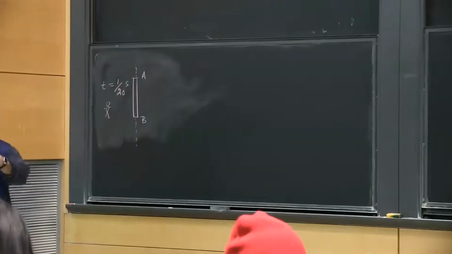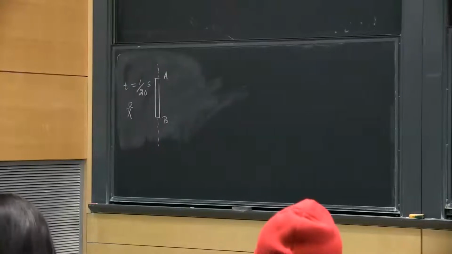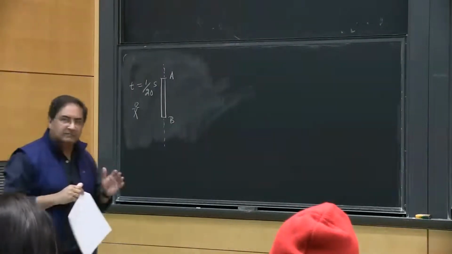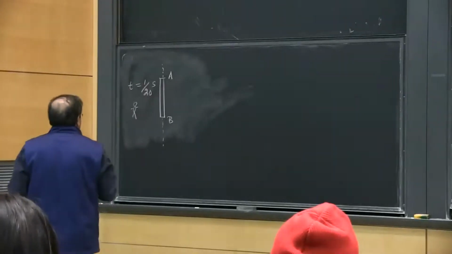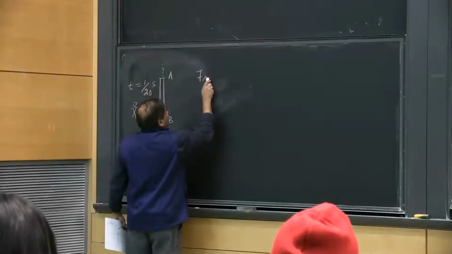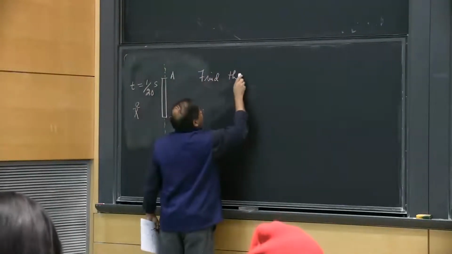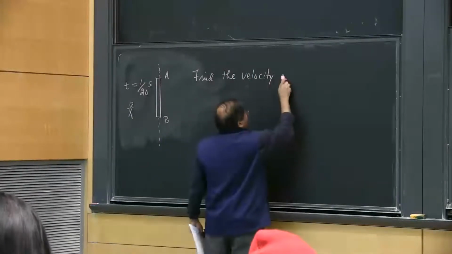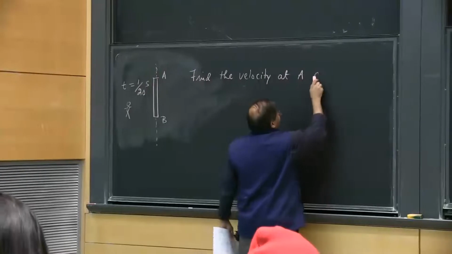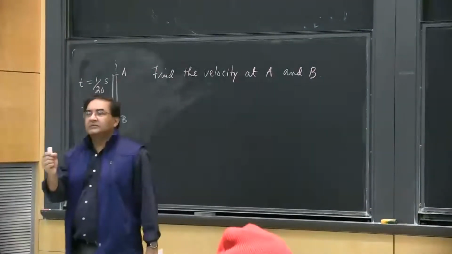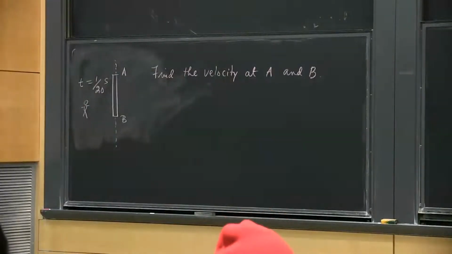So we'll be using numbers in a simplified way, so we don't need a calculator. As long as you know how to multiply, subtract, add, you shouldn't have great difficulty. So let us say our problem is to find the velocity at A and B. Mind you, all you know is that you have timed the whole thing to fall to 1/20 of a second.